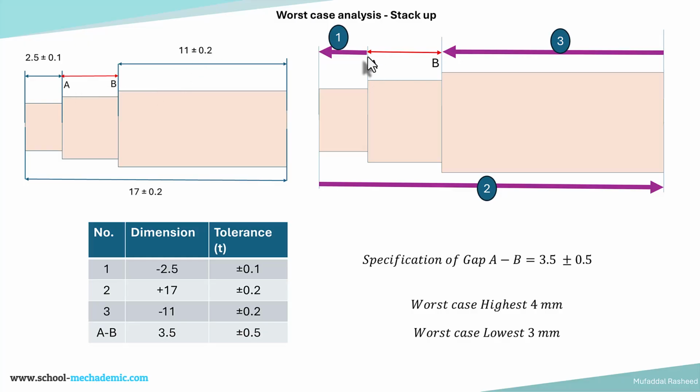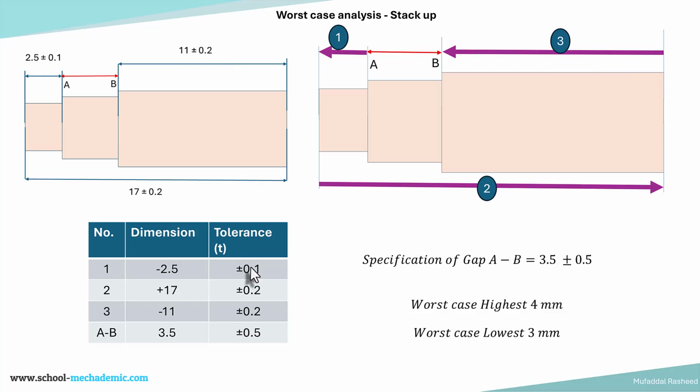Starting from A, we start the loop diagram going towards the left. That is the first specification, which is 2.5 plus or minus 0.1. Then going towards the right, that is the second specification, which is 17 plus or minus 0.2. And then the third specification is this one, which is 11 plus or minus 0.2. We create the table. So the first one is 2.5 plus or minus 0.1. The dimension is 2.5. The direction is towards the left, considering towards the left to be minus and towards the right to be plus. So this is minus. Then the second dimension is plus 17. The third dimension is minus 11, because it is again going towards the left.